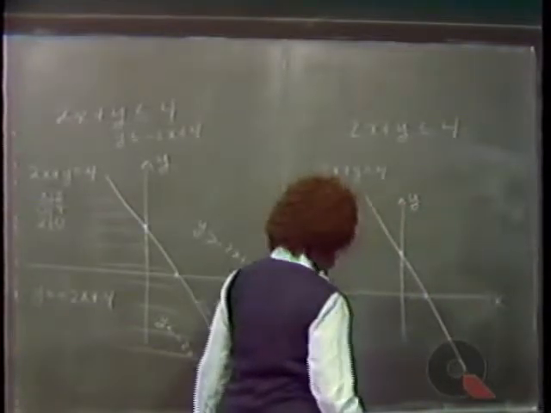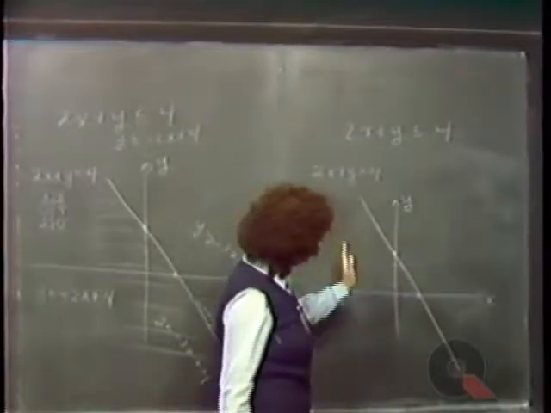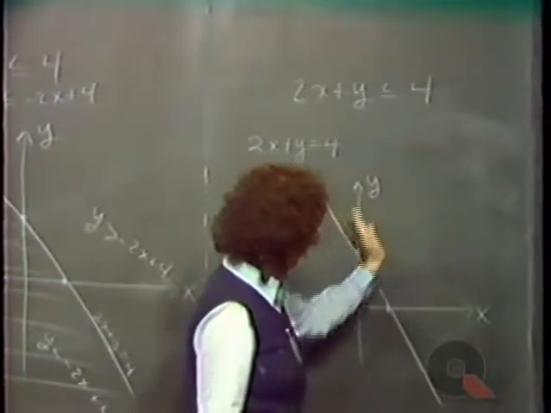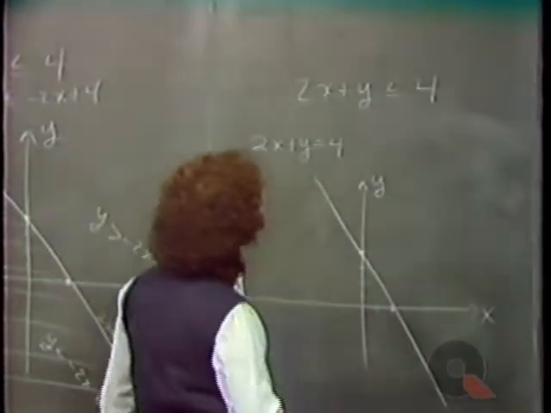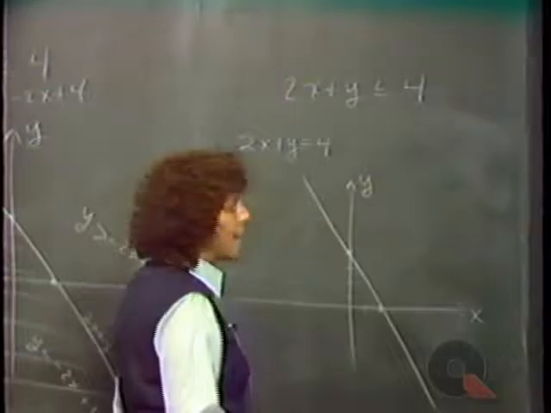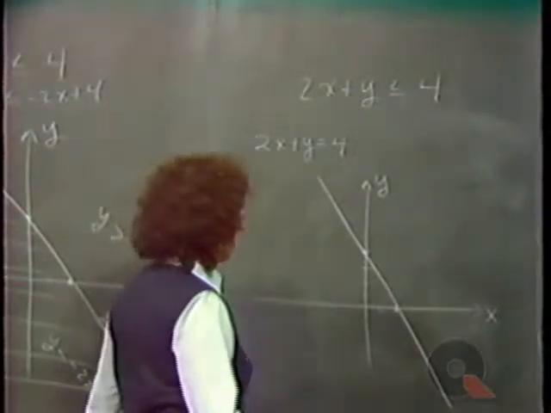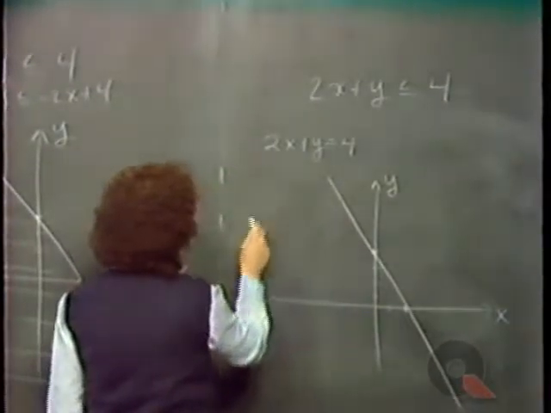Once again, that is the line 2x plus y equals 4. Now, we're trying to figure out which side of this line we should include. In other words, which portion of the plane should be included in the solution set. What we can do is simply take any point that is not on this line and use it as a testing point. Very often, we use the origin as a typical testing point.